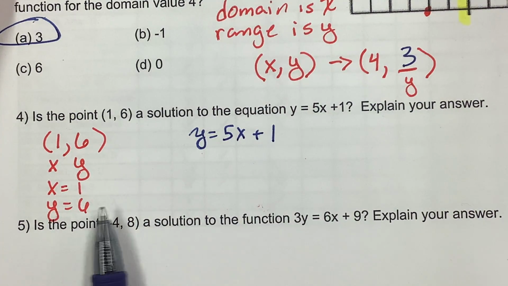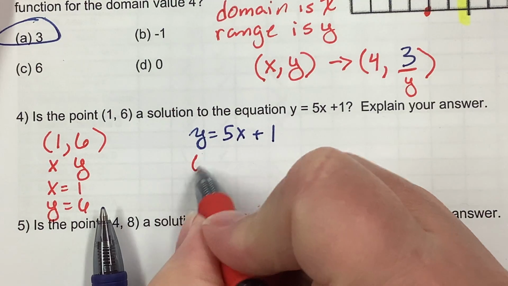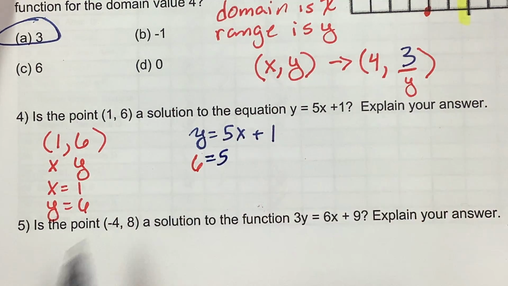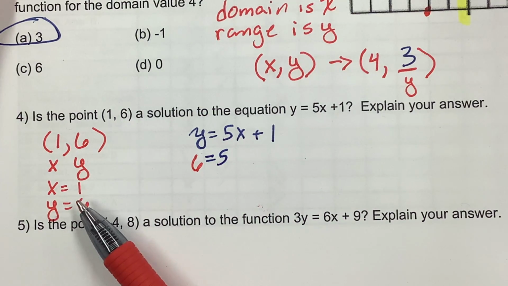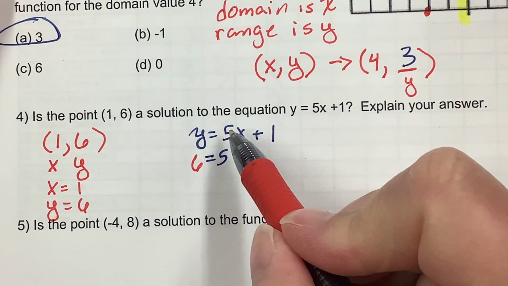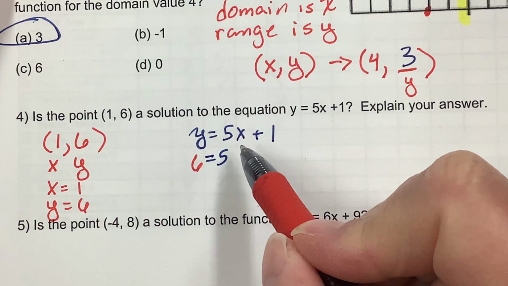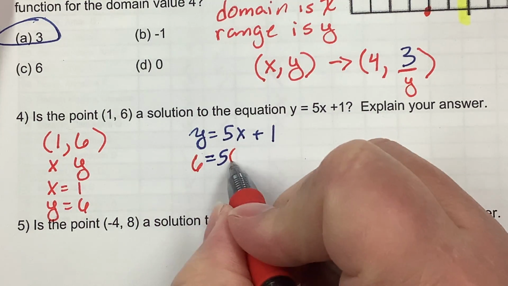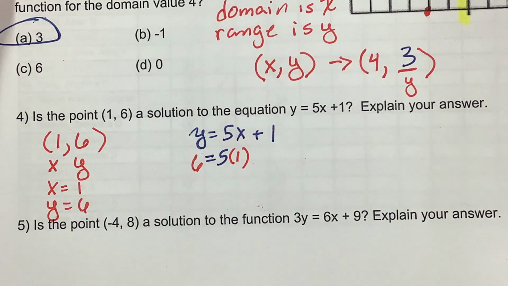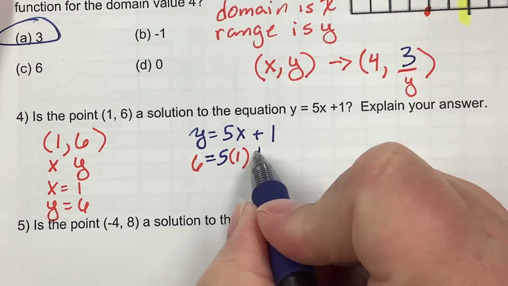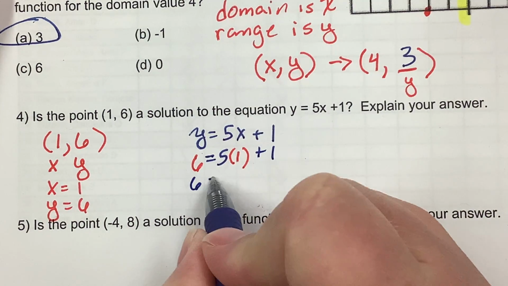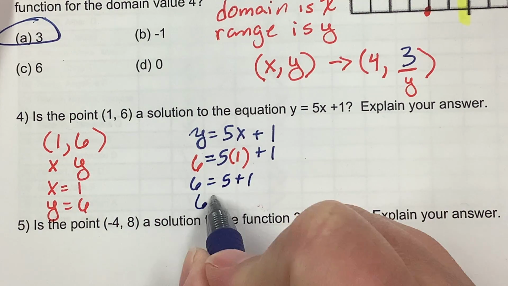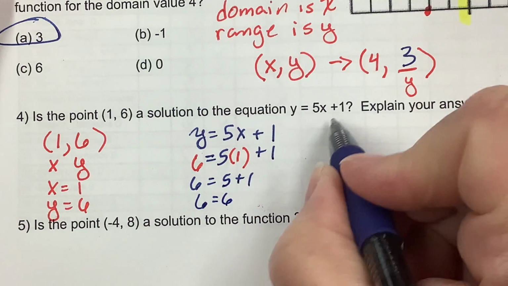So I'm going to fill in 6 for y, and then this part stays the same, equals 5. And in parentheses, I'm going to put the 1, because when you have a number next to a letter, that means you're multiplying. So I'm multiplying 5 times x. So I'll put that in parentheses there. And the plus 1 stays the same. 6 equals 5 times 1 is 5, plus 1 is 6. 6 equals 6.